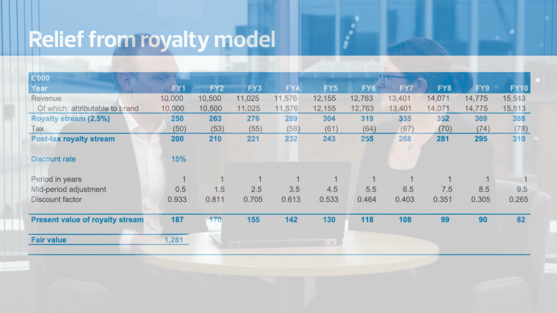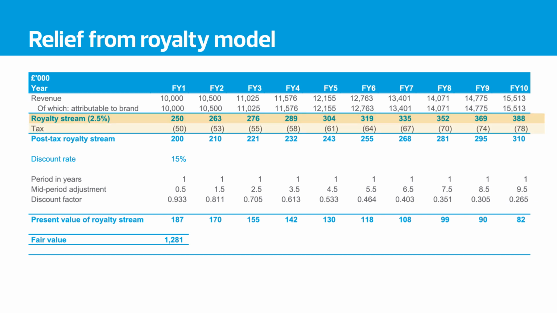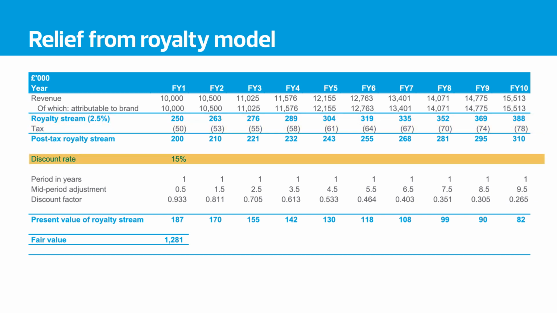So you apply your royalty rate to your revenue stream and then you discount just as we did before? Exactly. You have your royalty stream, you take tax off, and then you apply your discounting exactly the same as we did on the excess earnings valuation.